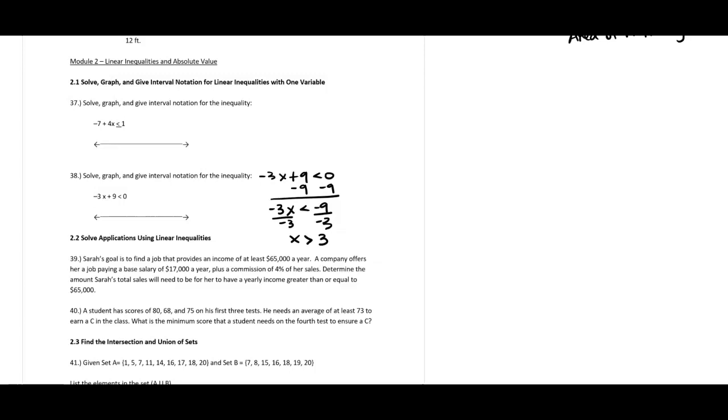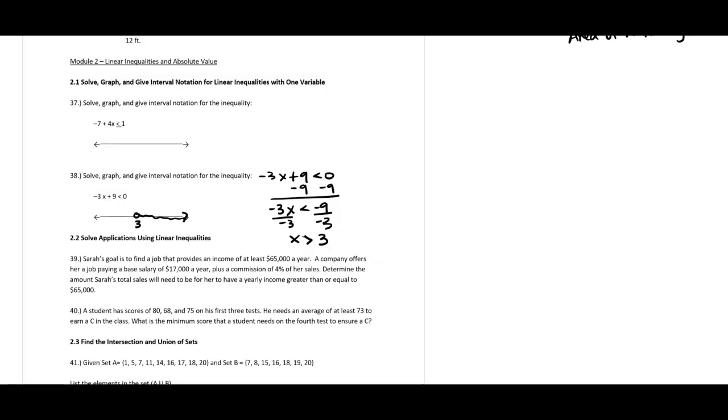And so when I plot that on my graph here, I figure out where 3 is. Say 3 is here, and I want all the stuff that is greater than 3. So I'm going to have an open circle at 3, and then all the stuff to the right of it. As long as you solve it so that your x is on the left-hand side, the arrow points to the right. And so that would be that.